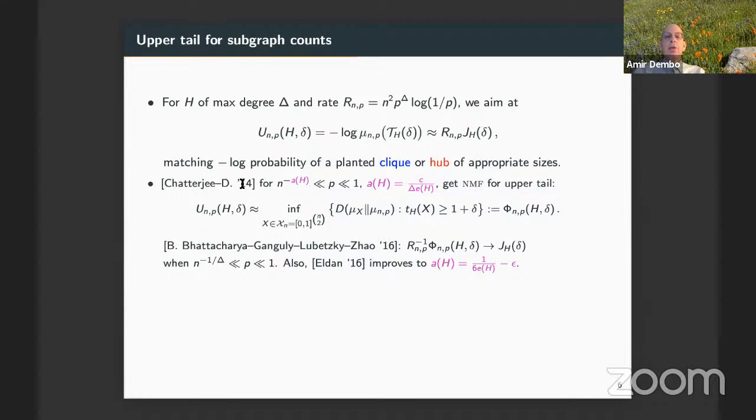First, in the work with Chatterjee, which I mentioned earlier, we found that if p is small, going to 0 with n, but not too fast, that is exceeding n to some small power which depends on our choice of H, then we get the naive mean field approximation for the upper tail by the strategy I mentioned. What does it mean? It means that this minus log probability is more or less behaving like the minimum of the relative entropy between product measure mu of x and the underlying product measure with a fixed parameter p. You take the minimum, you look for the closest x, the closest choice of the parameters.